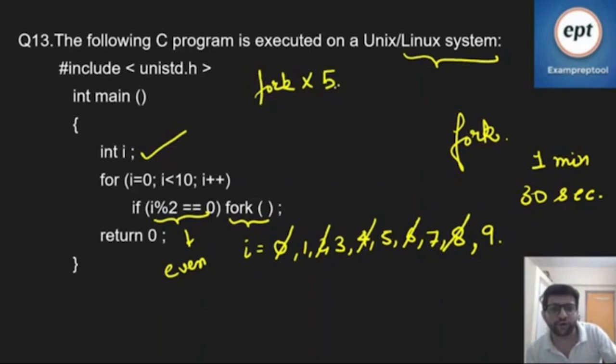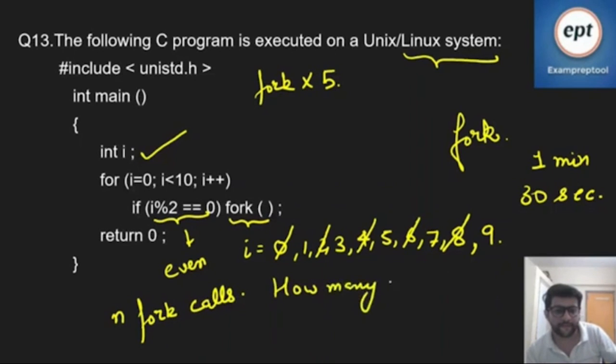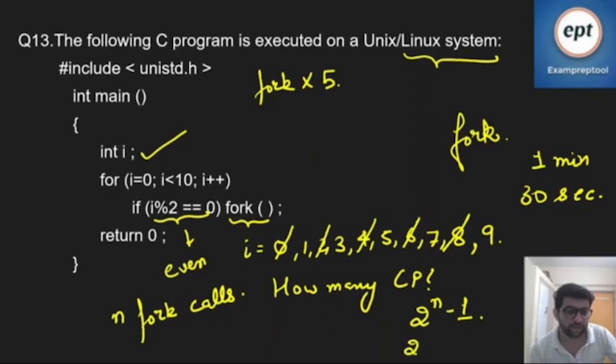5 fork calls. You know that if we have n fork calls, then how many child processes do we have? We know that it will be 2 raised to the power of n minus 1. And here we have 5 fork calls. So it will be 2 power 5 minus 1, which is equal to 31.